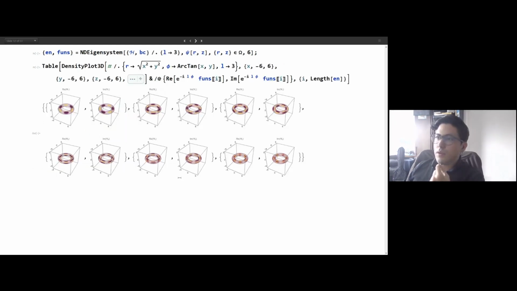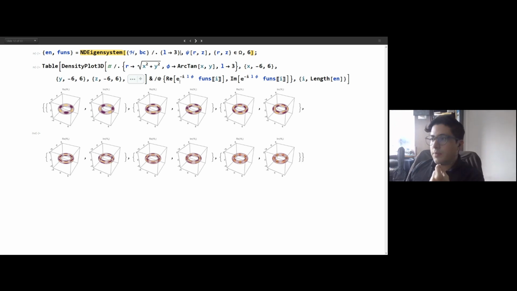So here again, this is a time independent problem. So we use NDEigensystem because we want the eigenvalues and the eigenfunctions. So here I added additionally the boundary condition, and here I replaced the L for a value of 3. I could just have chosen any value of the azimuthal quantum number, but I chose 3 just to give you an example of what is possible.